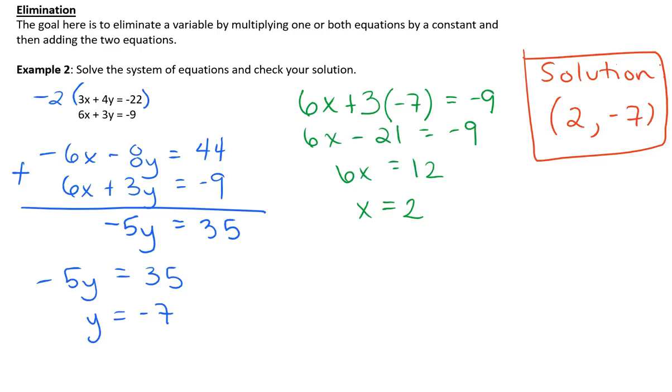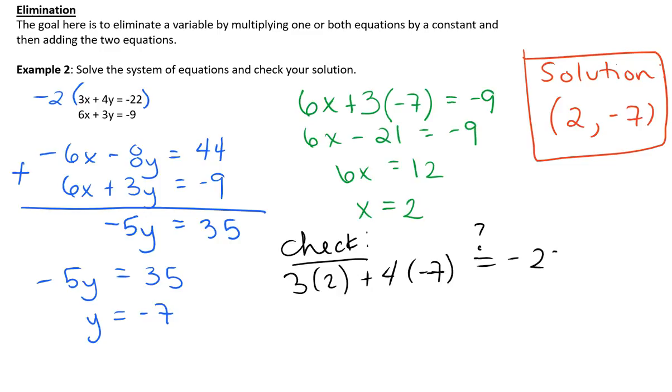We can of course check our solution, so let's go ahead and do that. I'm going to evaluate the first equation for x equals 2 and y equals negative 7. So 3 times 2 plus 4 times negative 7. Does this equal negative 22? Well, let's see. 3 times 2 is 6. 4 times negative 7 would be negative 28. Negative 28 plus 6 is equal to negative 22. So that works. We know it works for the first equation.